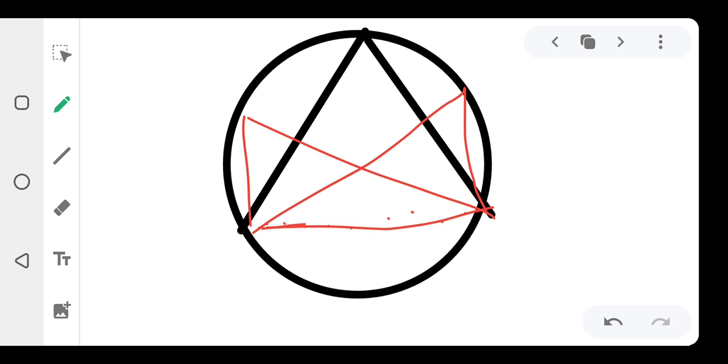You discover that all these angles are subtended at the circumference by the chord, or by the minor arc. This arc is the source of the angles that are here. Let's say this is angle P, this is Q, and this is R. So these angles are subtended at the circumference by the chord.